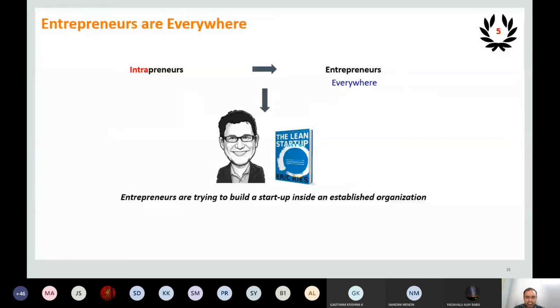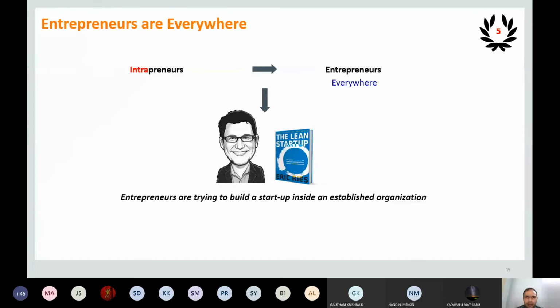Okay, the fifth and the last principle is called entrepreneurs are everywhere. What is entrepreneurs? Entrepreneurs are everywhere, but what Eric Ries is telling is that we need intrapreneurs. Who are intrapreneurs? The word is new to some of us, right? Intrapreneurs are people trying to build a startup inside established organizations. There is a company running, but there will be one entrepreneur inside the company.